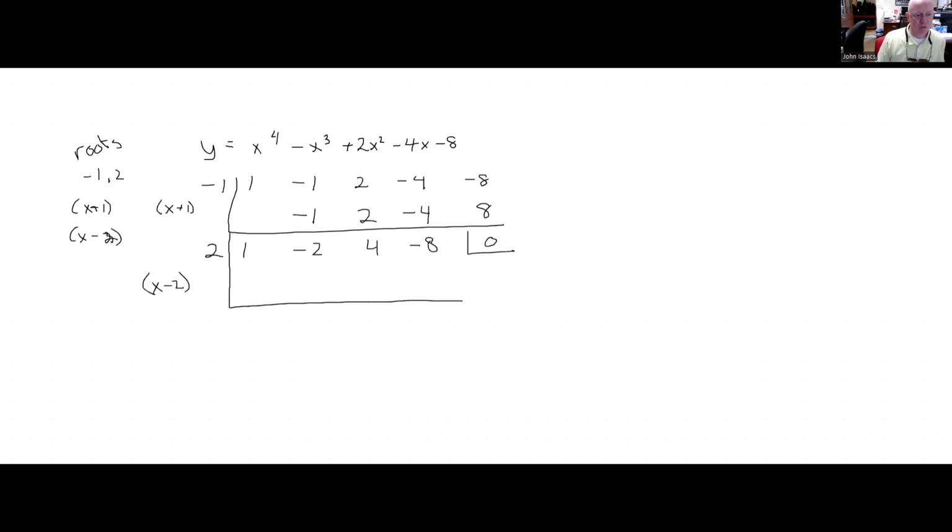Drop the 1 down again, multiply the 2, get a 2, add these 2 up, we get a 0. Multiply around, we get a 0. Add 4 and 0, we get 4. Multiply 2 and 4, we get 8. And we do get a remainder here of 0 again. So far we have factored our original 4th degree polynomial into x plus 1 times x minus 2 times this one here, which represents x squared now, because this represented x to the 4th, this represented x to the 3rd, so this represents x squared. So this is x squared, 0x plus 4.